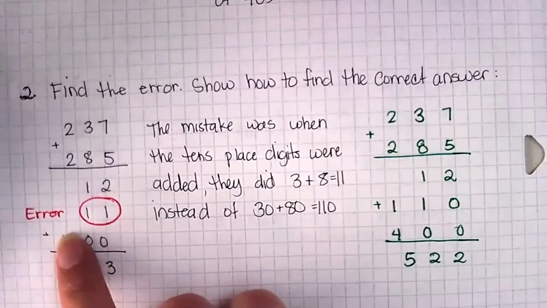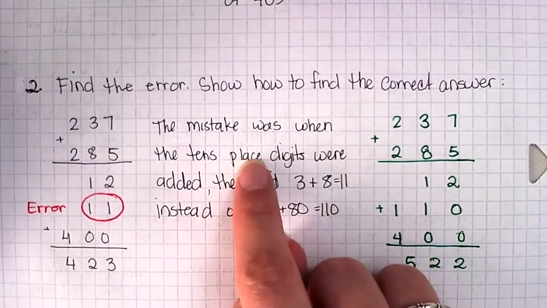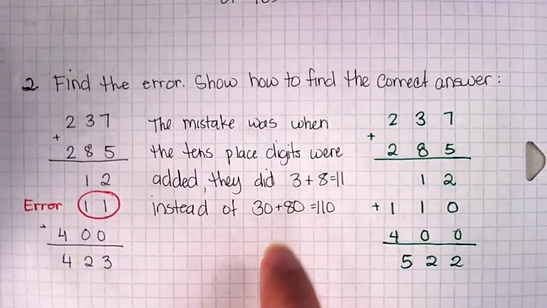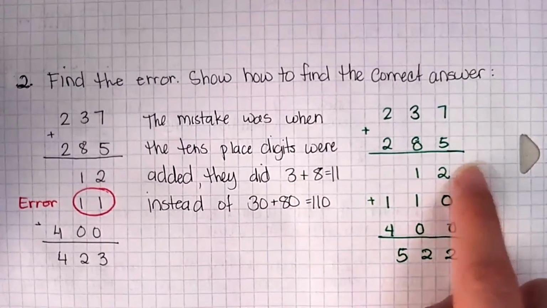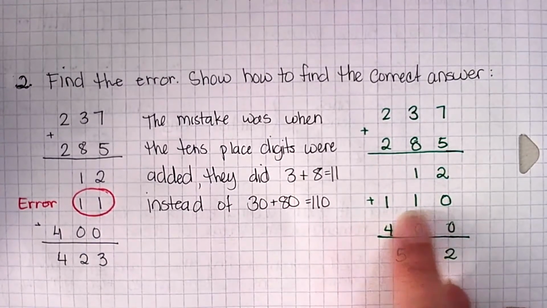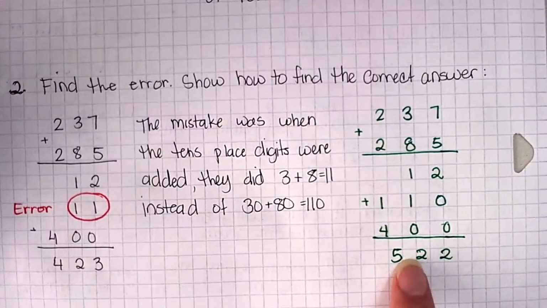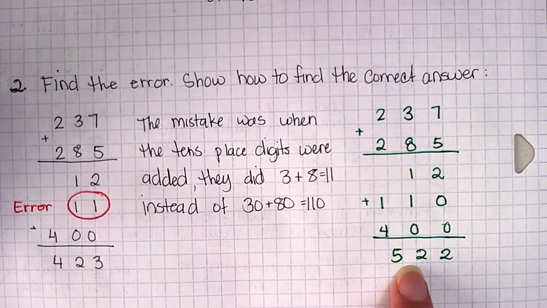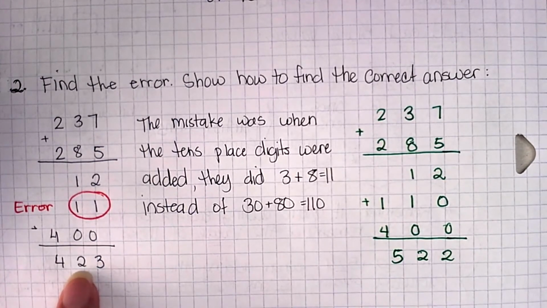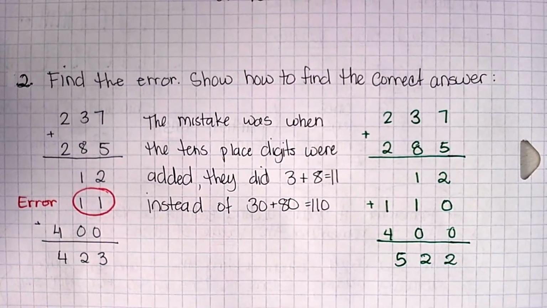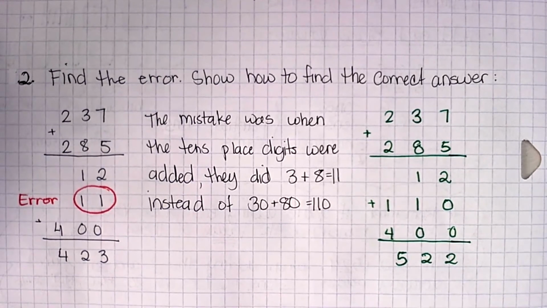And then their hundreds were fine. So the mistake was when they added the tens place digits. When they added, they did 3 plus 8 instead of doing 30 plus 80. Now, had they done 30 plus 80, it would not have been 11, it would have been 110. So 12 plus 110 plus 400 would have given them a sum of 522, not 423. So this is what I meant when I was telling you, be very careful if you're going to use this strategy and add with partial sums. Make sure you're applying the correct place value to your numbers.